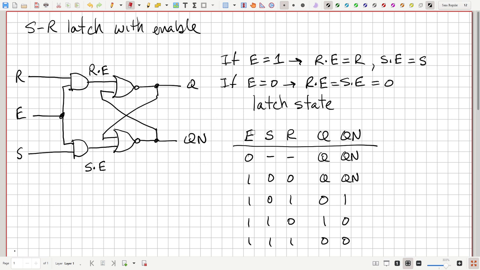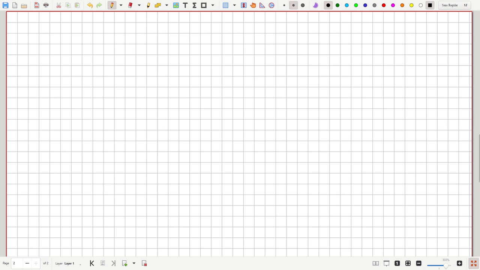And we can do the same thing with the S bar R bar latch. And in fact, a variation of that is going to lead to our next topic, which is a so-called D latch with enable. So we now turn to the D latch with enable. And here you can think of D as meaning data.